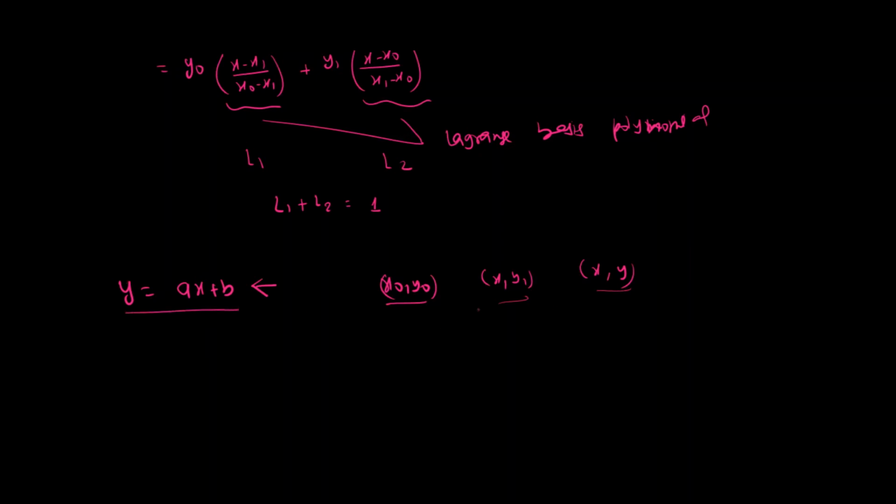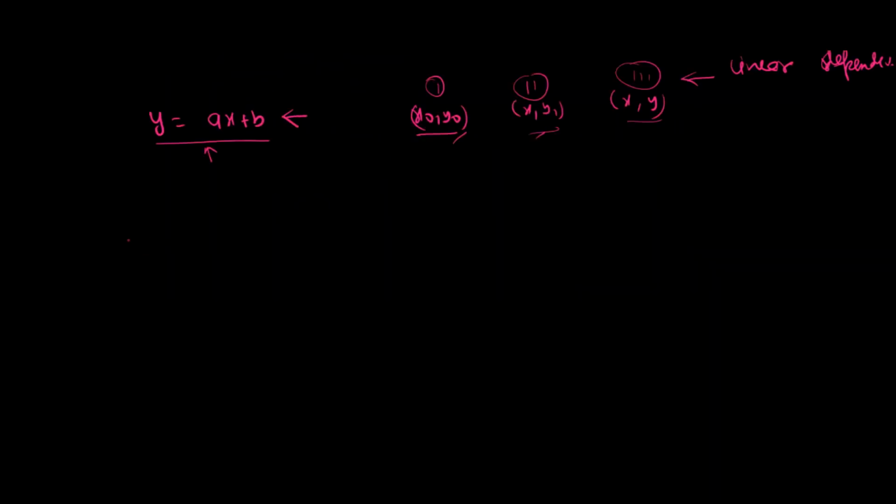Now all these 3 points will satisfy this equation. This is my first point, my second point, and this is my third point. So these 3 points will be linearly dependent. If you remember this concept from your linear algebra, these 3 points will be linearly dependent. And as they are linearly dependent, we can write the determinant of this matrix with rows y, x, 1; y1, x1, 1; and y0, x0, 1.